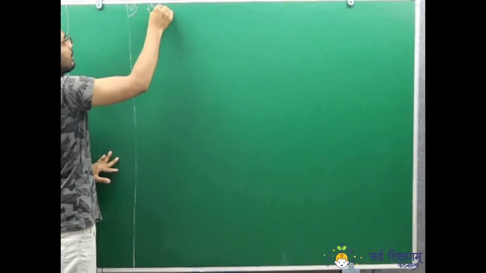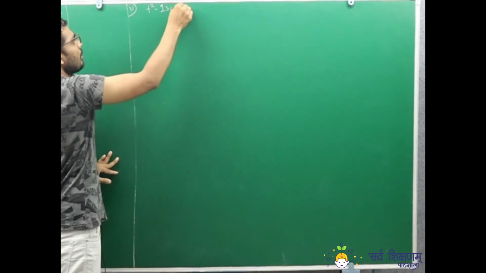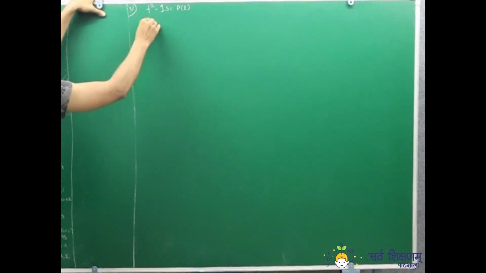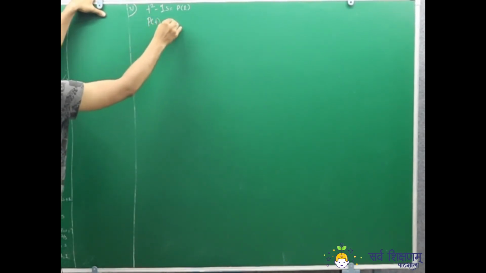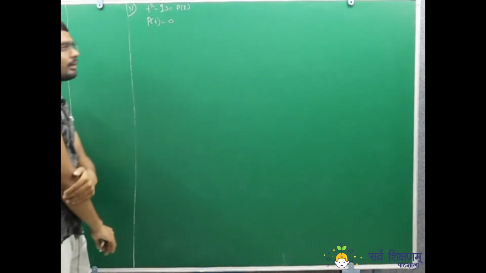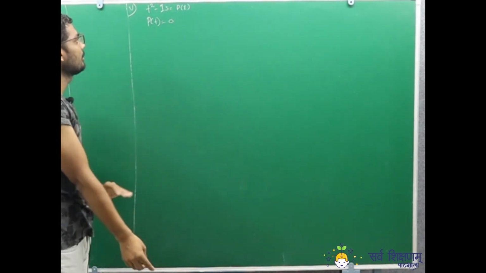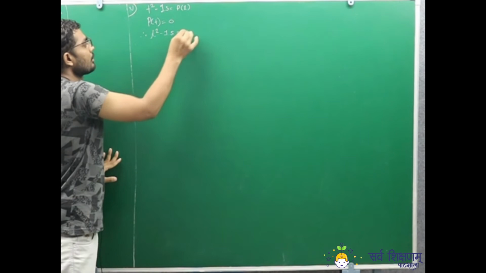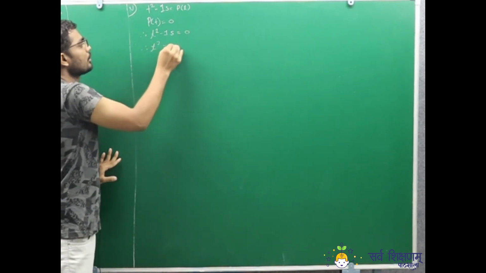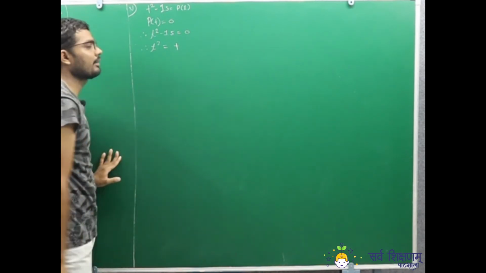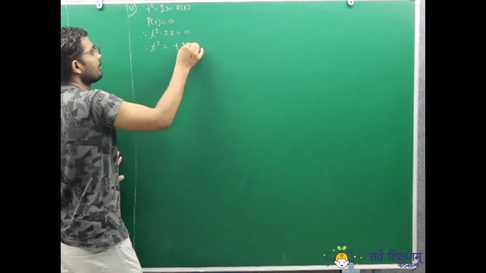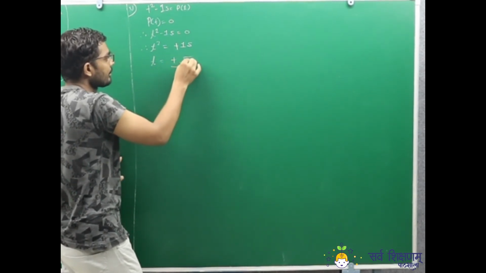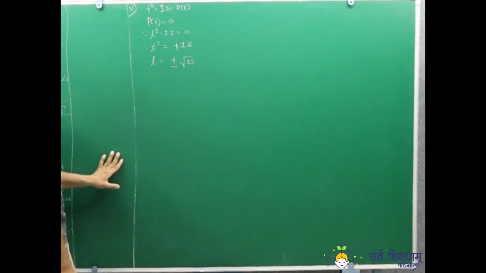Question number 5. t square minus 15 is equal to p of t. For finding zeros, p of t become 0. Therefore t square minus 15 is equal to 0. Therefore t square is equal to minus 15, left hand side goes to right hand side, it becomes plus 15. Therefore t is equal to plus or minus root 15.